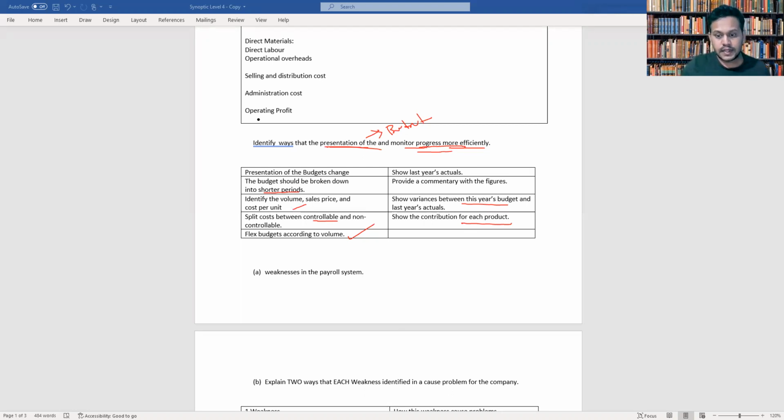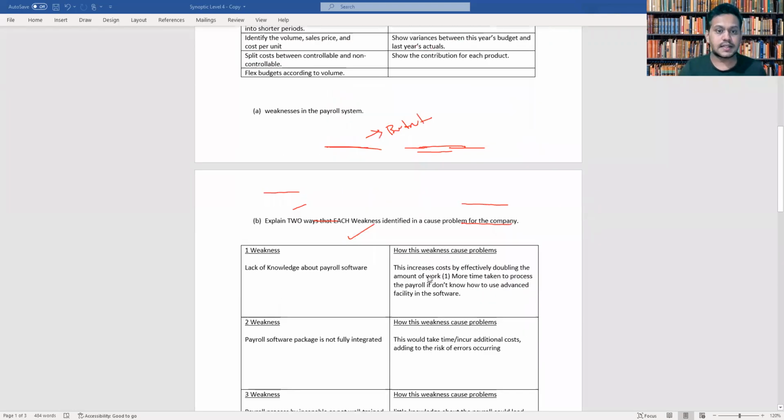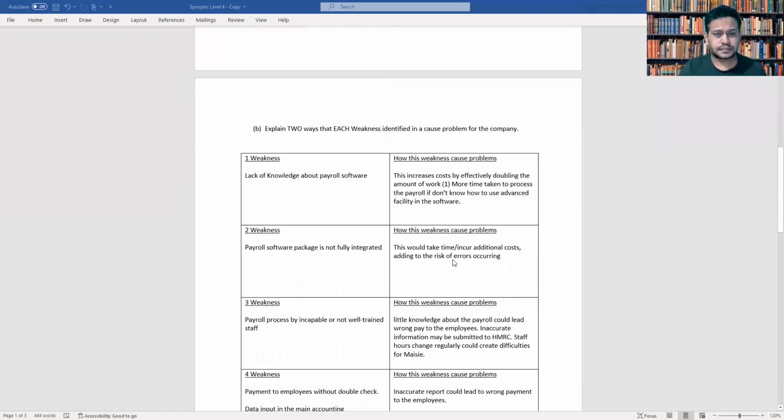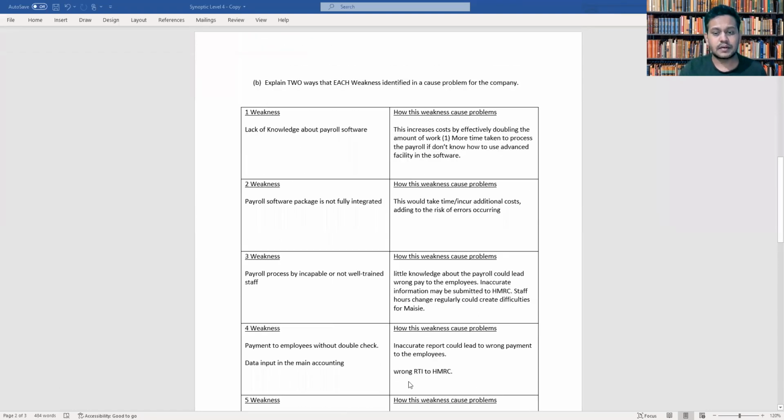Then we'll have the next point. This question is very common in the exam, that is, the weakness of the payroll system. So this one is very common in the exam. If this question comes in the exam, you can do it really, really quickly. This question can give you up to 15 marks in the exam.